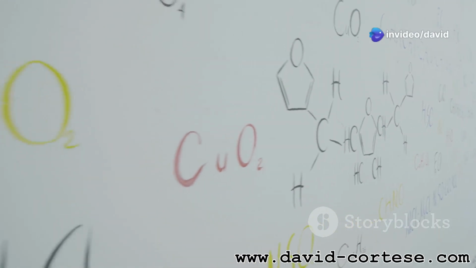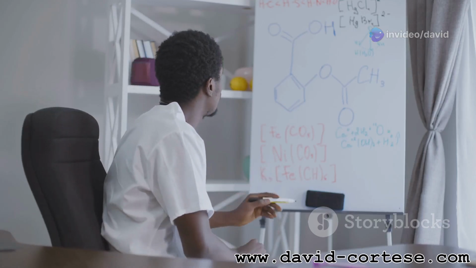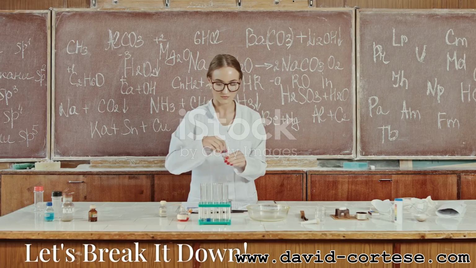Coefficients are numbers we place in front of the chemical formulas. They tell us how many molecules of each substance are involved in the reaction. For example, 2H2O means we have 2 water molecules.